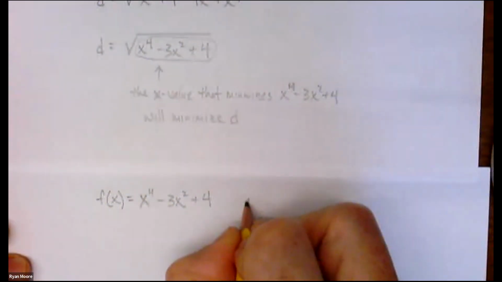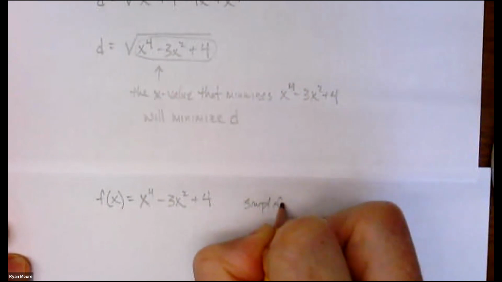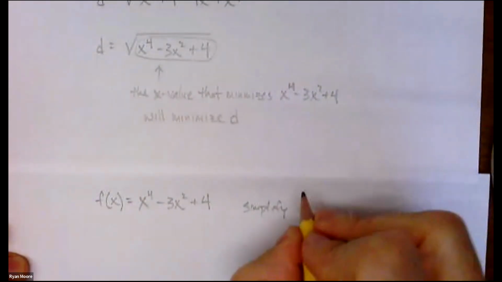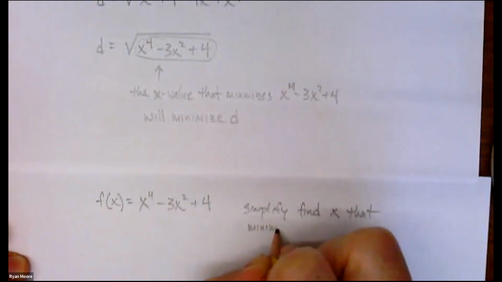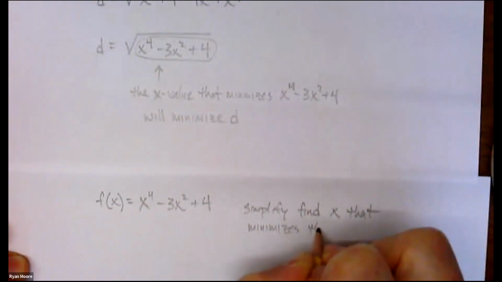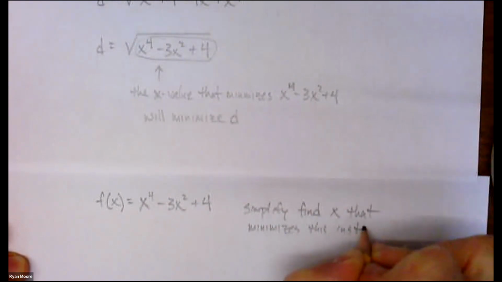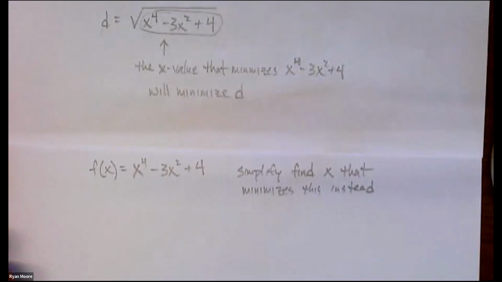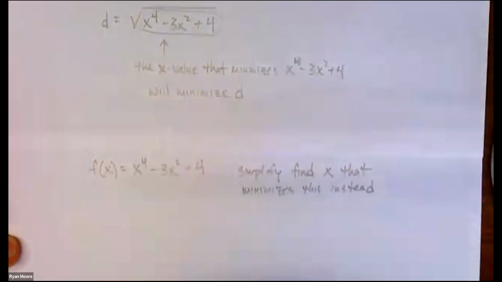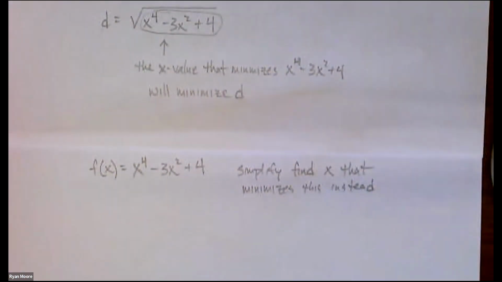Okay. Simply find the x value that minimizes this instead. Okay, excellent.